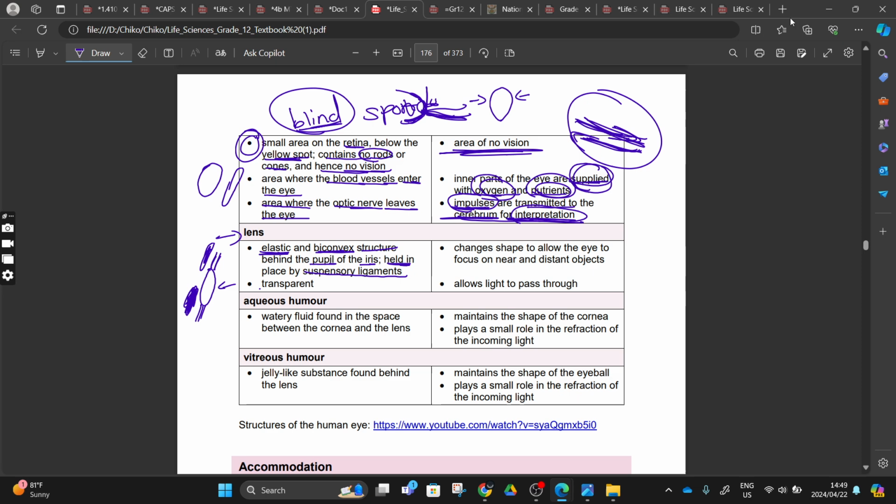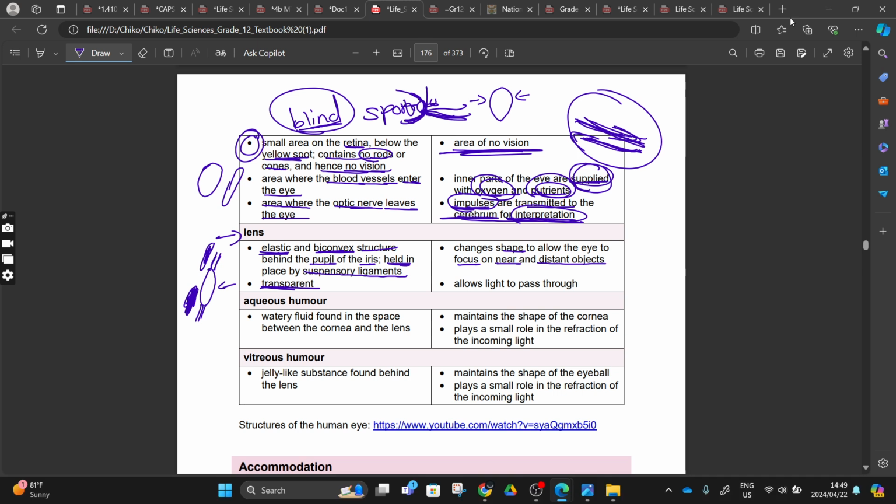By this time you know this structure here is a transparent structure. What is a lens? You can come here. Lens is a transparent structure that is elastic, and that is held behind the pupil of the iris, and also it is biconvex, right? And then you can move on and say it is held in place by the suspensory ligament. So the function of this lens, you remember I talked about reflection and refraction, right? But this one, the lens, changes shape to allow the light to focus on near and distant objects.